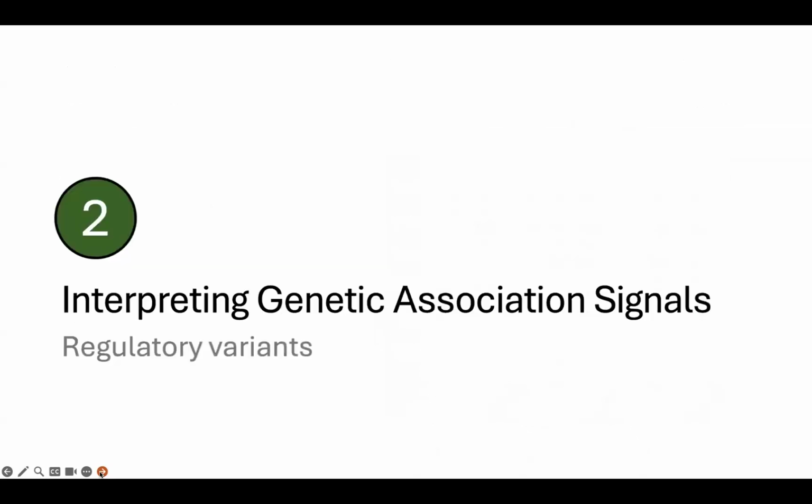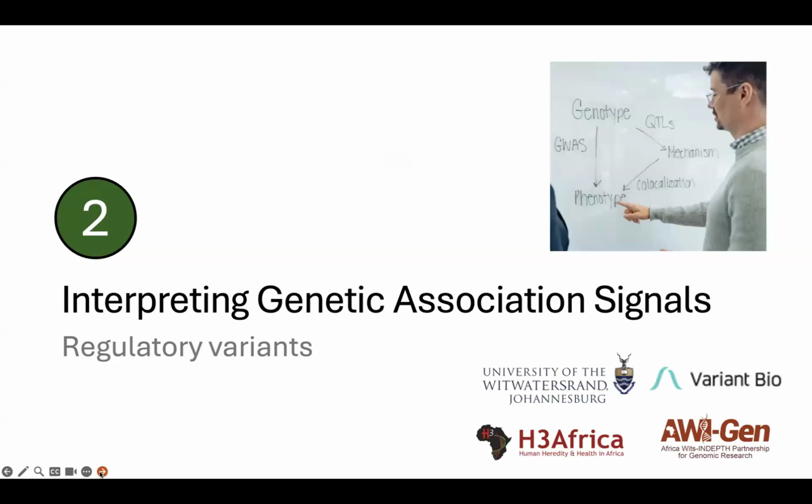So I'm just very quickly going to transition now to something else, and that is that we don't have a lot of African data, and therefore we don't understand the interpretation of the human genome from Africans very well. So one of the things we wanted to do was understand regulatory variants in the human genome of people from Africa, because most of the data we have is based on Europeans. So we partnered with a company called Variant Bio to do this particular study. And it was also nested within AWI-Gen and H3Africa.